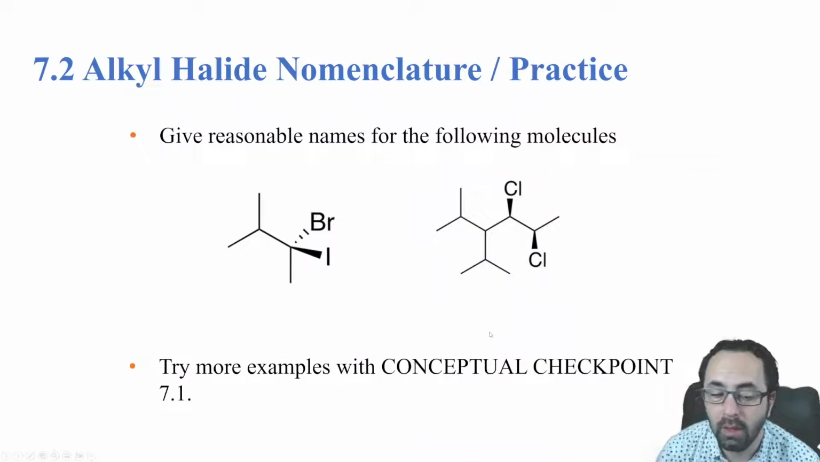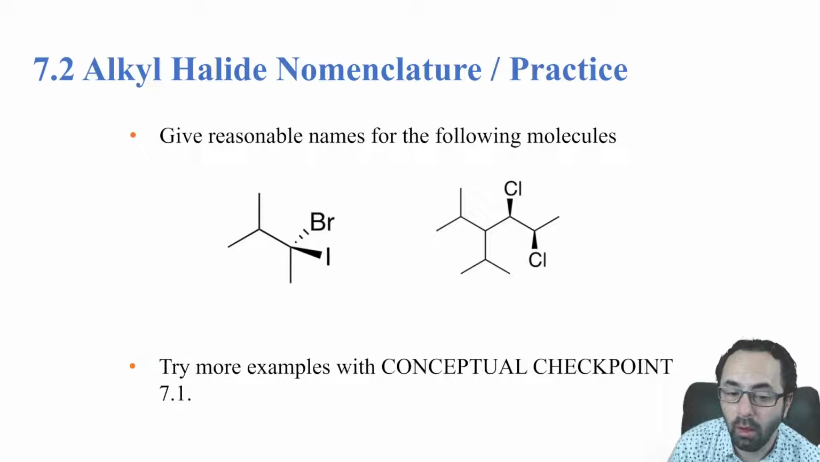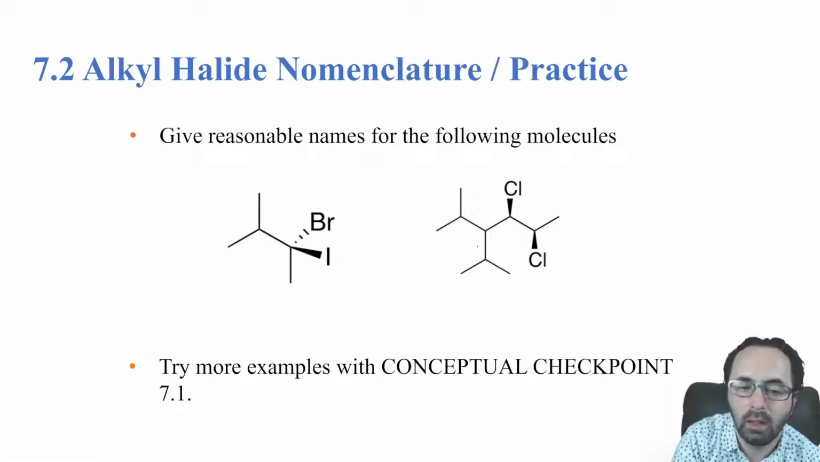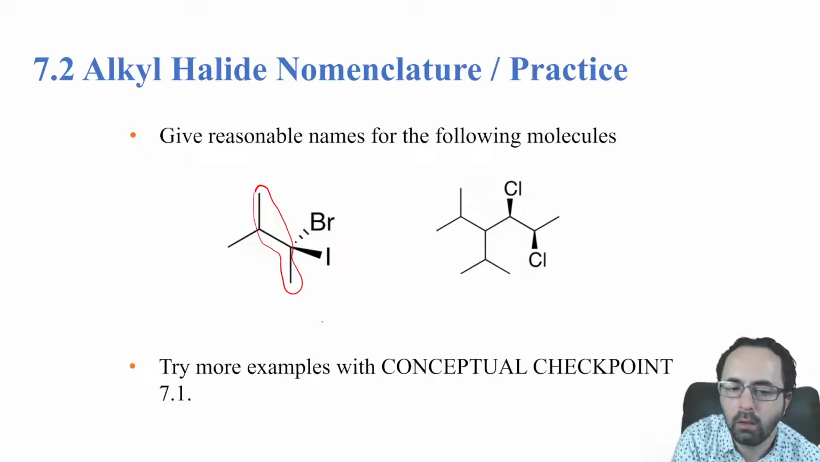So if we were giving reasonable names for the following, let's do one of these here. If we're giving reasonable names to the guy on the left here, the parent chain is going to have 4 carbons. So it will be this right here, the parent chain. So we're going to end the name with butane.